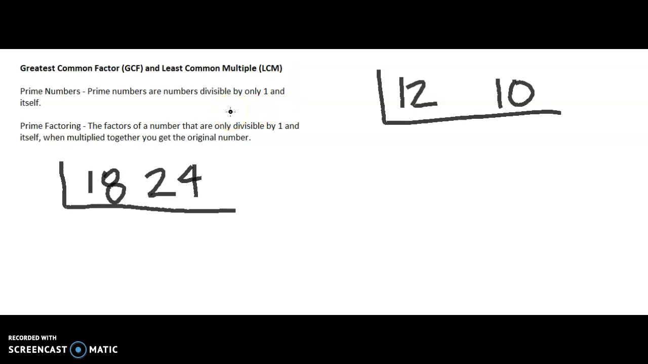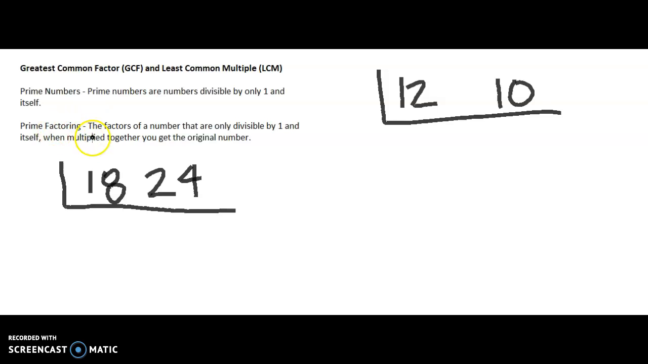So the way that we do our greatest common factor and least common multiple, the first method that you guys go over is listing. Sometimes when our numbers are getting bigger and bigger, that might not be the best method to use, although it is still a good method if it's a smaller number and it works faster for you. But we're going to go over prime factoring. So to remind you guys, prime numbers are numbers that are only divisible by 1 and itself, like 2 and 3 and 7. So those are all prime numbers because no other numbers can go in there.